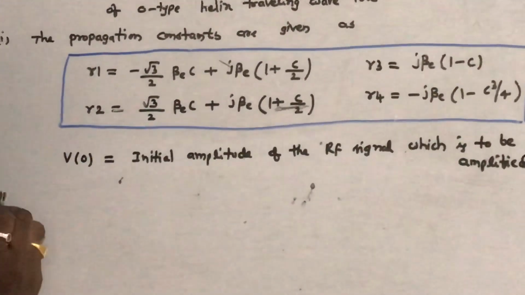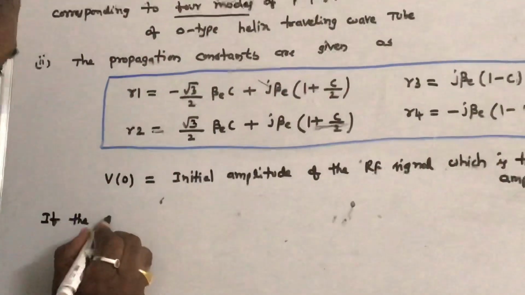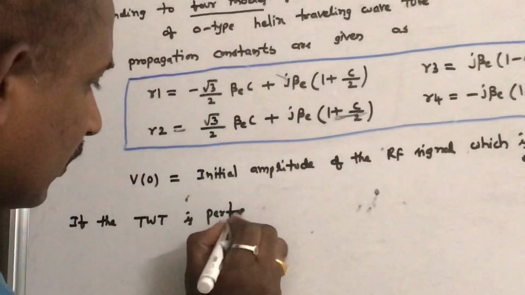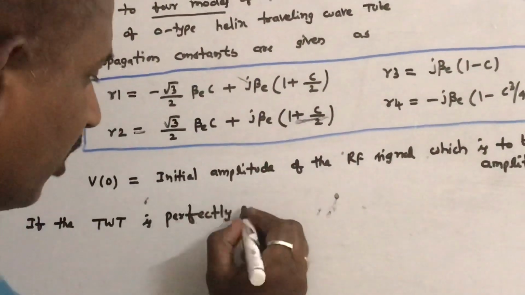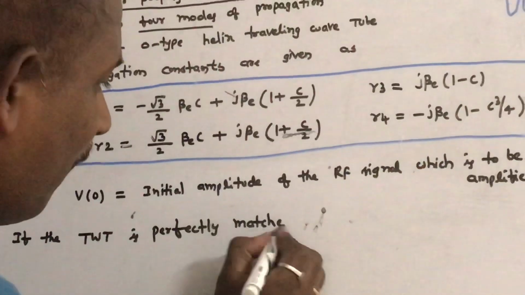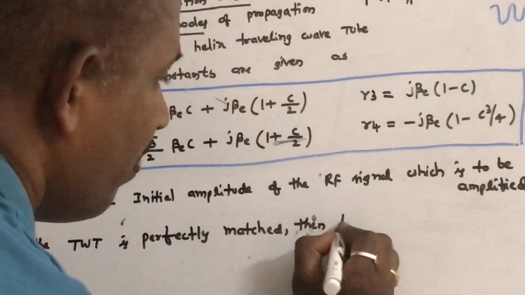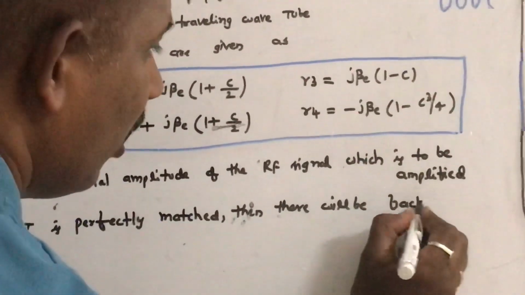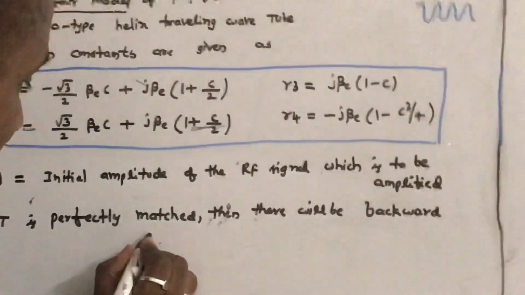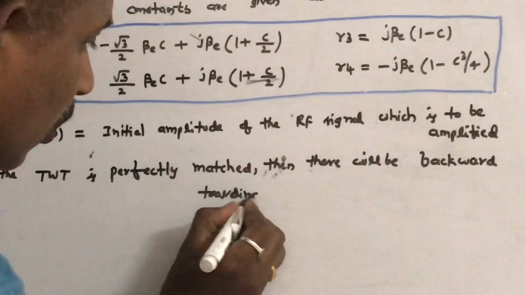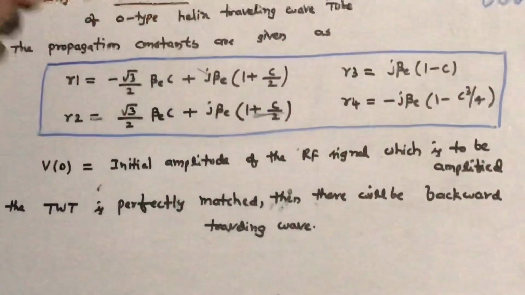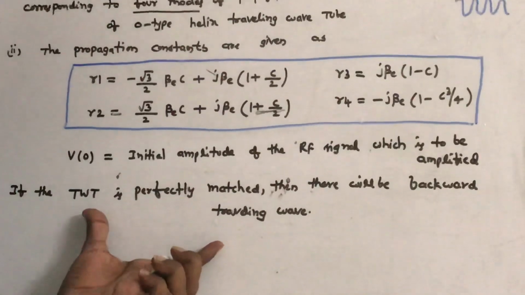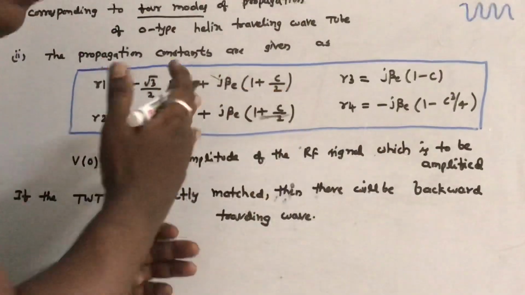Suppose the circuit or traveling wave tube is perfectly matched, then there will be no backward traveling wave. As you know from transmission line theory, if the circuit is properly matched, then there will be no reflected wave or no backward traveling wave.